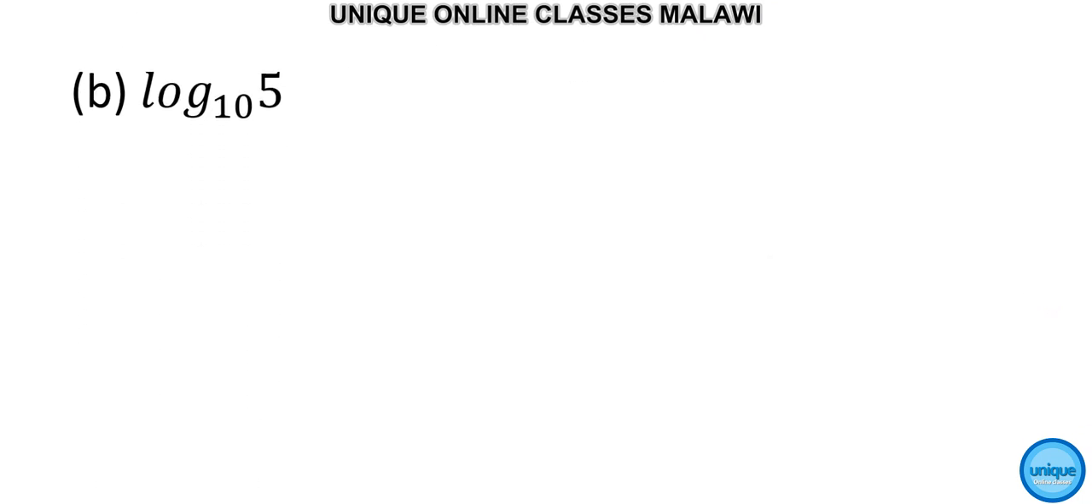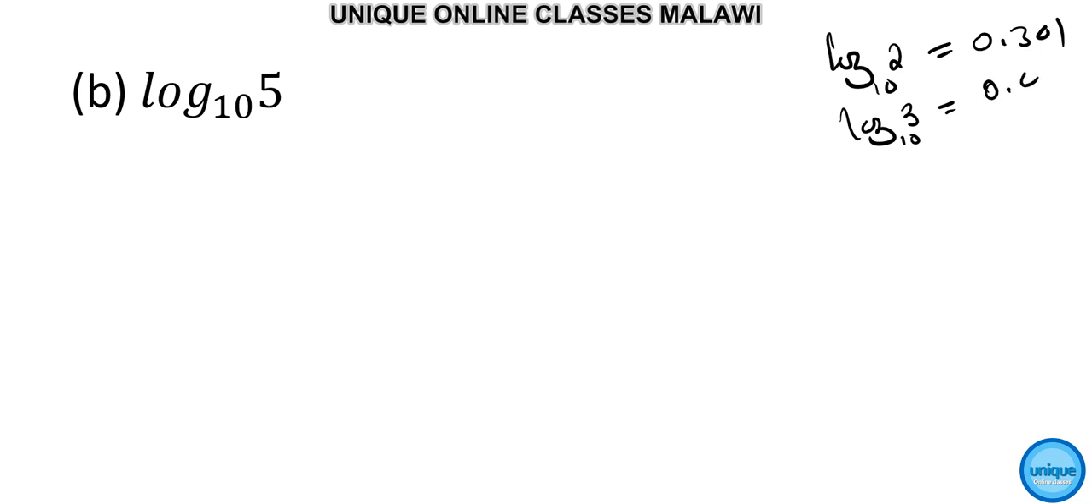We should evaluate log of 5 base 10 using the values which have been given. Log of 2 base 10, the answer is 0.301, and log of 3 base 10, the answer is 0.477. So we need to express 5 in terms of these numbers. We need to find a relationship. So what's the relationship there?